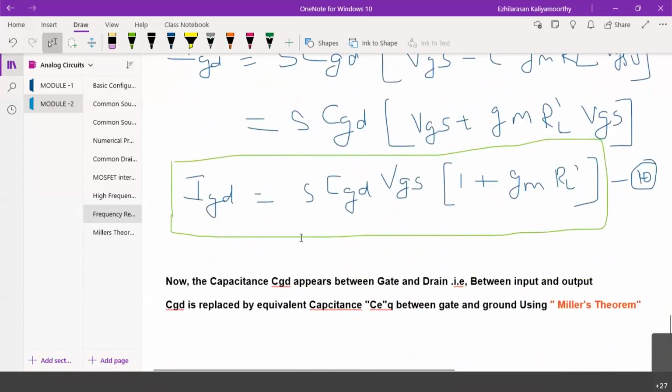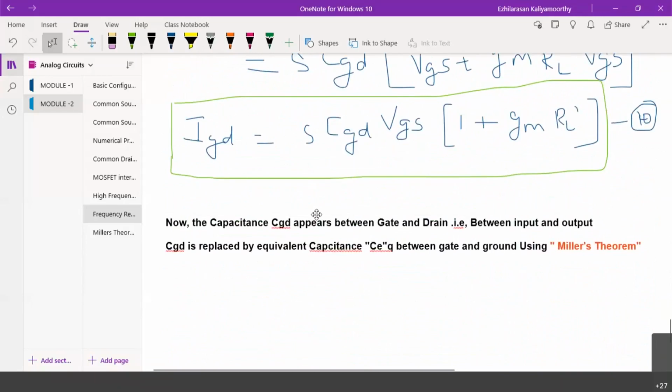Now we see that the capacitance CGD appears between the gate and drain, that is, between input and output. So that should be replaced by an equivalent capacitance, C equivalent, between gate and the ground using Miller's theorem. We have seen in the previous class what Miller's theorem is.